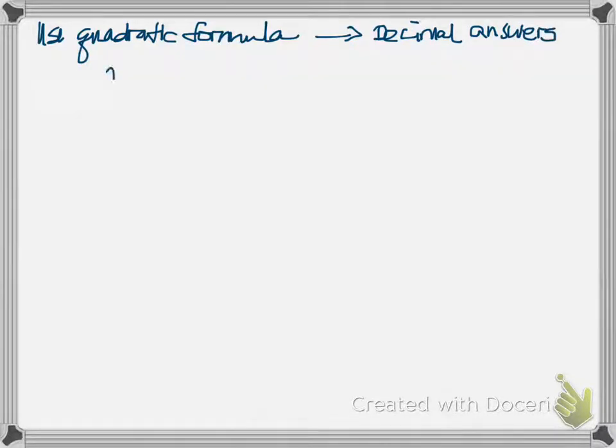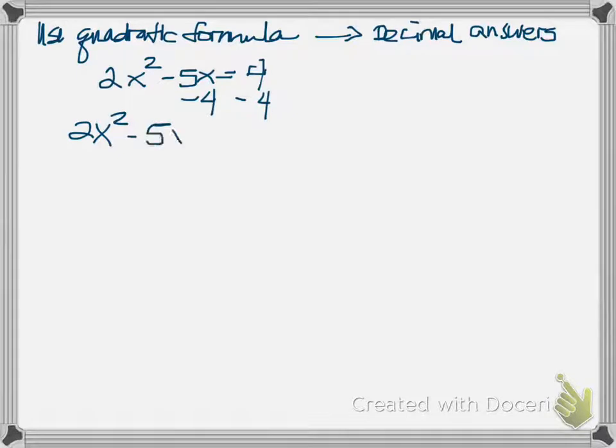And I have 2x squared minus 5x is equal to 4. Okay, can anybody tell me what my first step should be? It tells me to use the quadratic formula, but I have to do something first. Okay, so I need to get the 4 over on the other side. So I'll subtract 4 from both sides. So that's going to give me 2x squared minus 5x minus 4 is equal to 0.